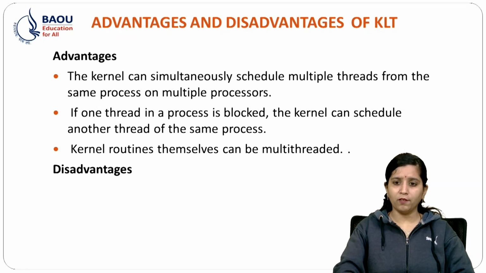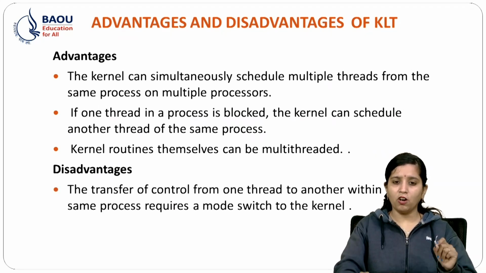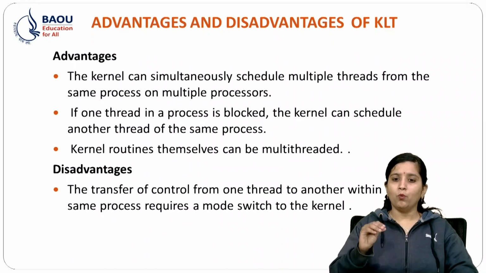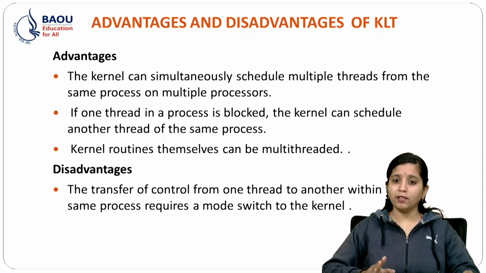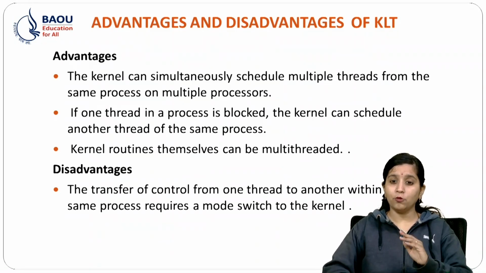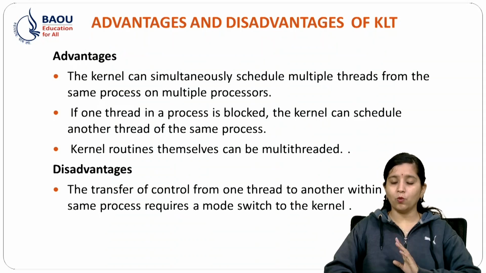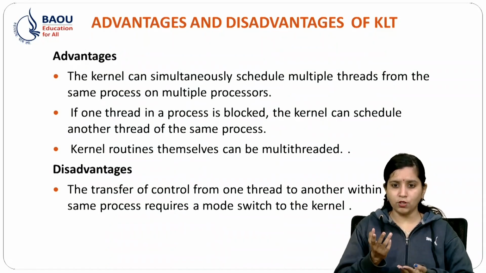So what are the disadvantages of kernel level thread? The transfer of control from one thread to another within the same process requires a mode switch to the kernel. So over here the user level thread is used. Why? Because we want to do context switching.